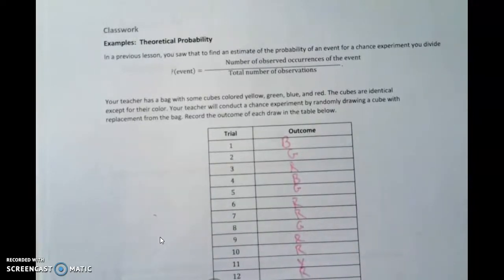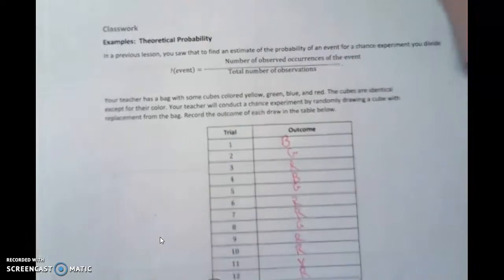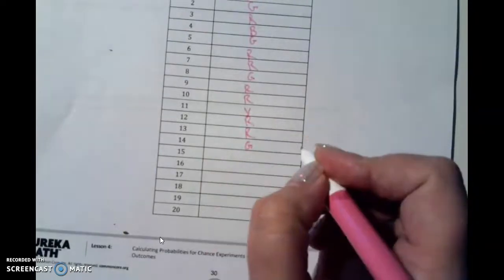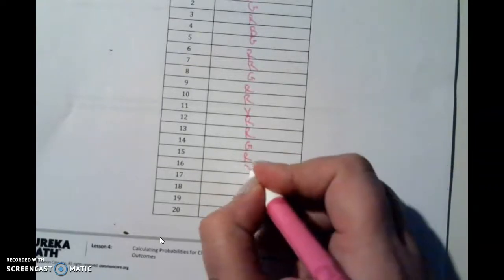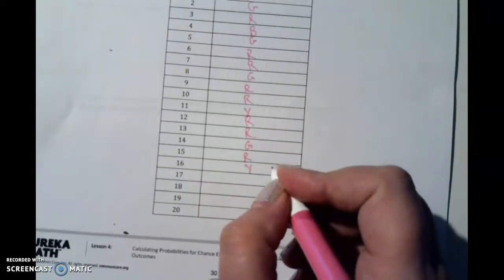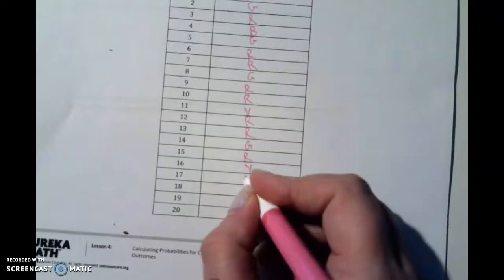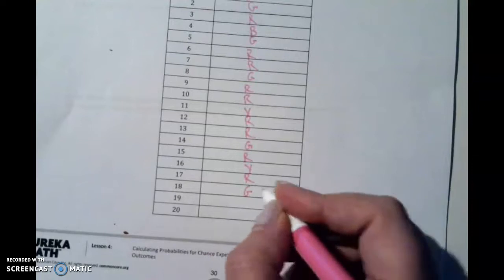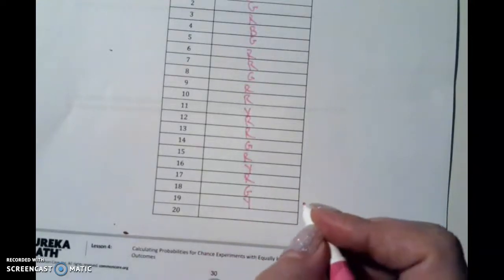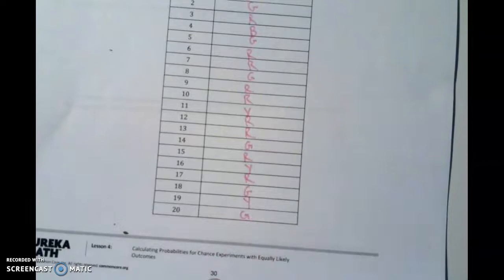Red again. Let's get this down. Red again. Green. Red. Yellow. Red. Green. Yellow. And the last one, green. Okay, so I have completed my experiment. See what's next.